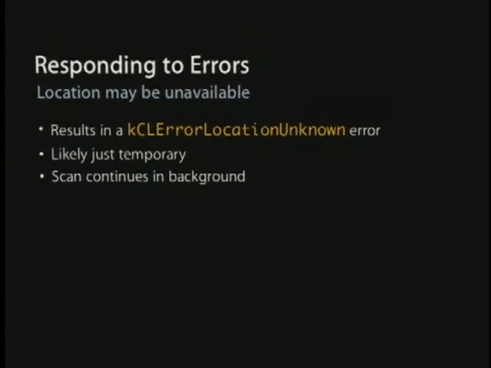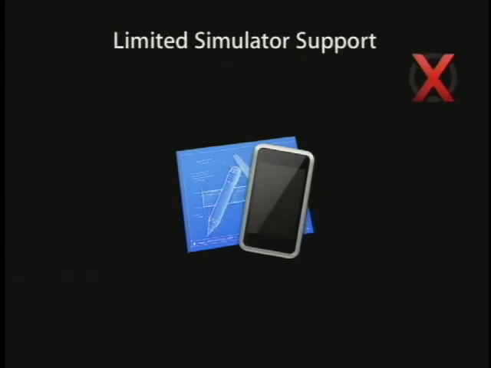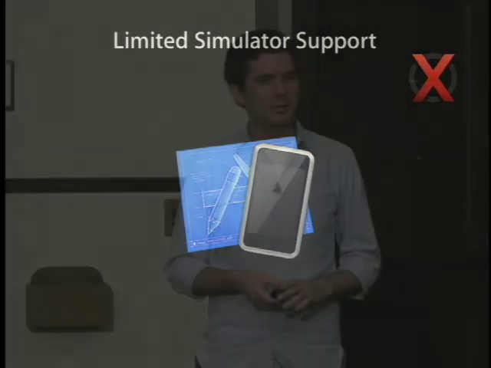We already talked about the location being unavailable. There is really no support for this in the simulator. Core location is not something you can test on there. There's no GPS on the computer. There's Wi-Fi, but there's no cell, so it's just not going to be there. You pretty much have to test this on a real device if you want to be using core location.